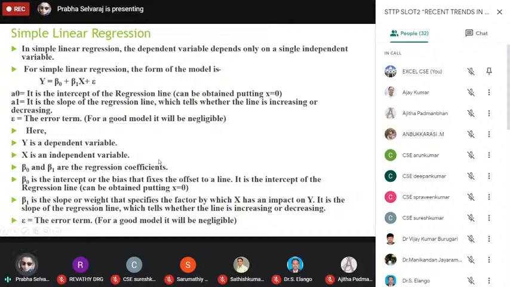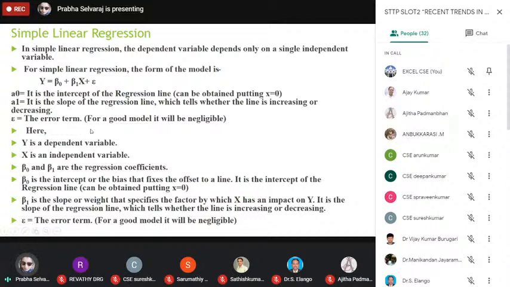Now let us take a look into simple linear regression. In simple linear regression, as we saw, your dependent variable depends on a single independent variable. When you see the formula, we should not say formula, it is a model. Y is the dependent variable and x is the independent variable, and beta naught and beta 1 you have to predict. Beta naught is the y-intercept. It can be obtained by putting x equal to 0; whatever the y distance is will be the same as your y. But beta 1 is the slope. It will tell you whether the line is increasing or decreasing.